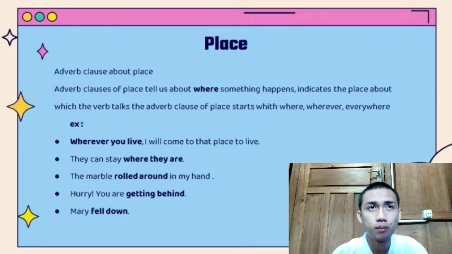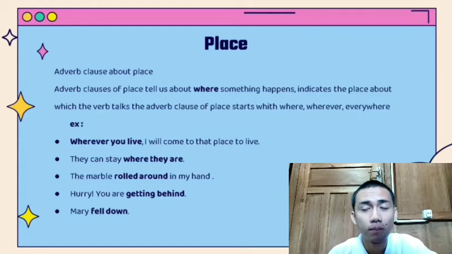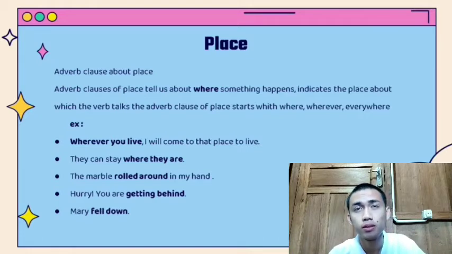Place. Adverb clause about place. Adverb clauses of place tell us about where something happens, indicating the place about which the verb tells. The adverb clause of place starts with where, wherever, everywhere. Example 1. Wherever you live, I will come to that place to live.